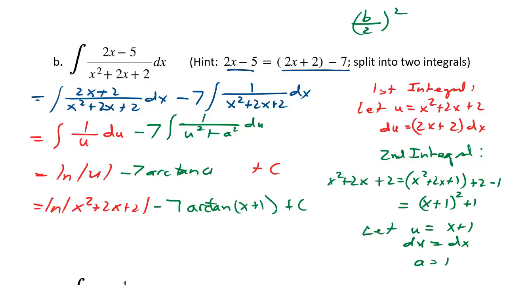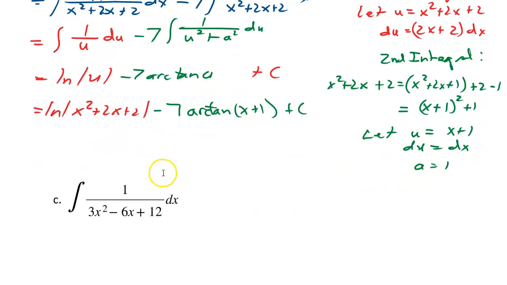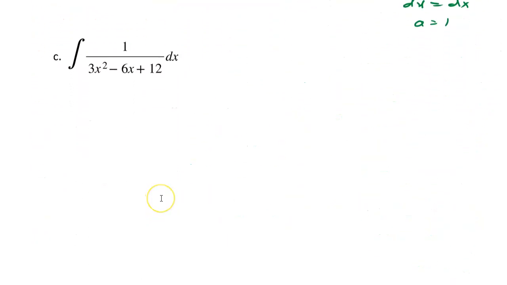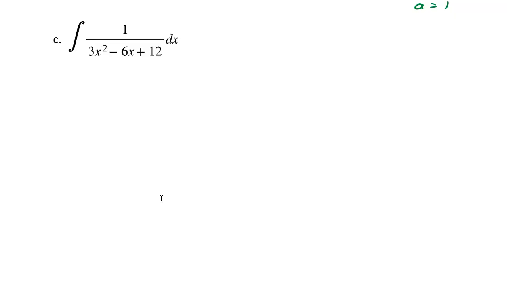All right, so that would have been tricky if we didn't have that hint. Like I said, this is something you might see in WebAssign, so I want to prepare you for everything that you might see. The last one, you just have the 1 on the top and you've got a quadratic on the bottom. So you see that, we're going to complete the square. Now it's hard to complete a square when you have 3 as your leading term.